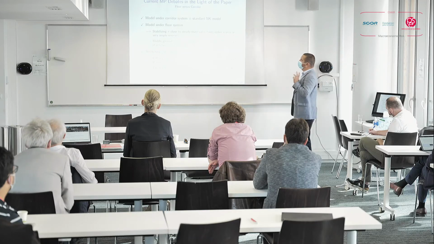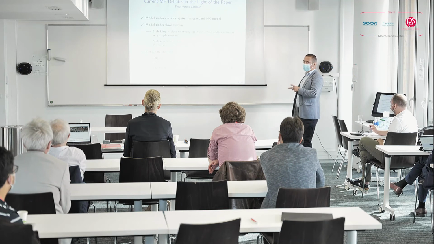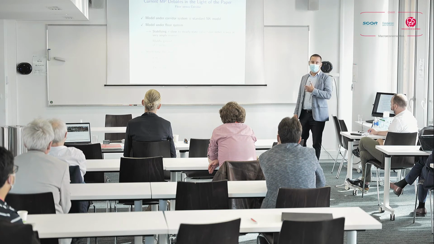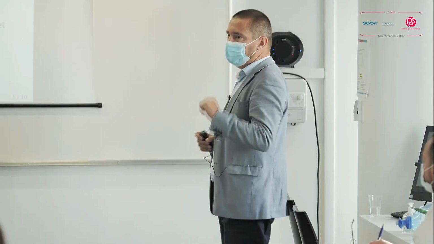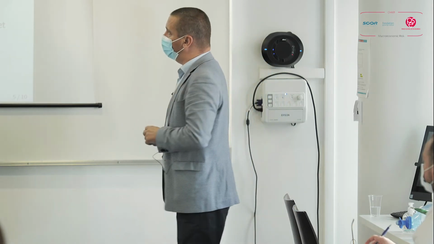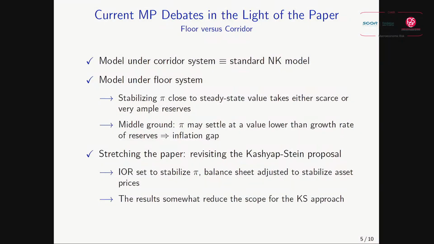Okay, so the model under a corridor system is basically isomorphic to the standard New Keynesian model, except that this New Keynesian model has a single equilibrium and determinacy under certain conditions. But for the model under a floor system, you've got a very striking result. If you want to stabilize inflation close to its steady state value, you've got basically two options. Either you have scarce reserves or plenty of reserves, but there's no middle ground.